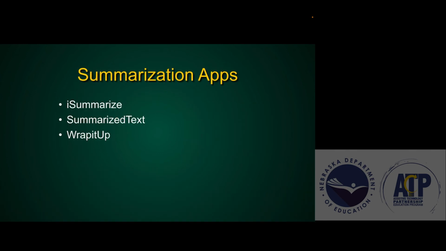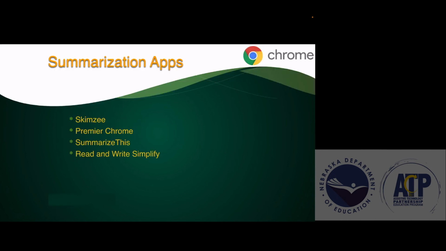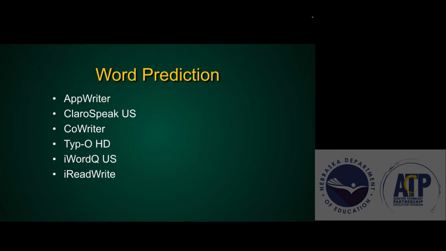Once it's in a digital format, there's also these summarization apps that will summarize text. So if you have a large amount of text, it'll summarize the document down so it's more digestible, easier for some of our students if it's in a condensed format. So this is the iOS, and these are the Chrome summarization apps that are available also.